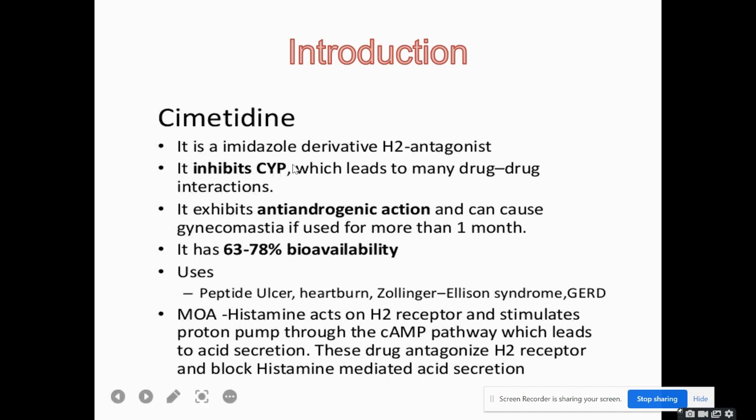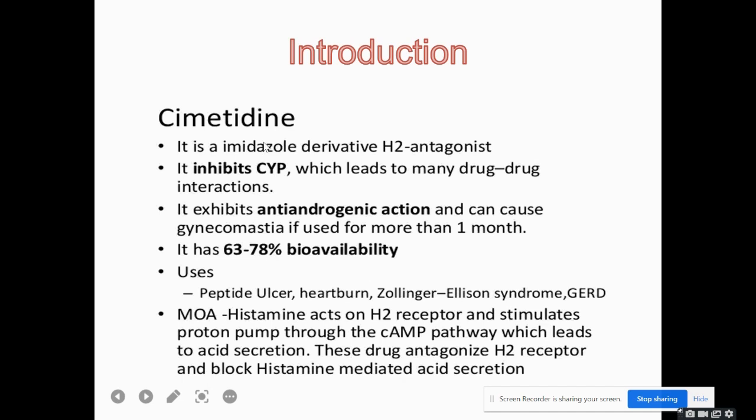It inhibits cytochrome P450 along with blocking the H2 receptor. They also inhibit cytochrome P450, and thus it leads to many drug-drug interactions. If given for more than 1 month, they may cause certain adverse effects, that is anti-androgenic actions and gynecomastia. Cimetidine has a good bioavailability, 63 to 78%.